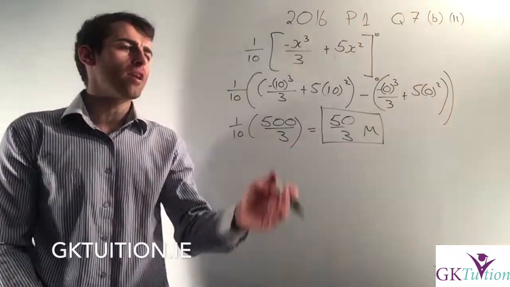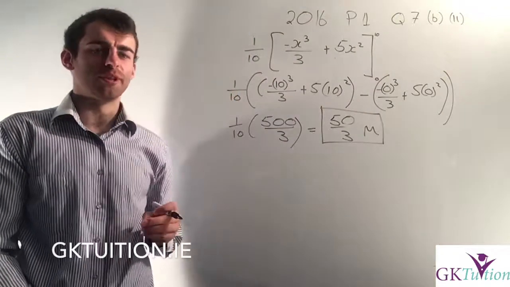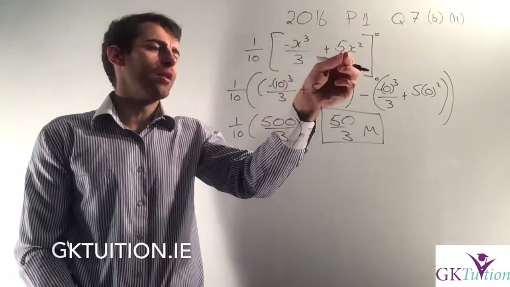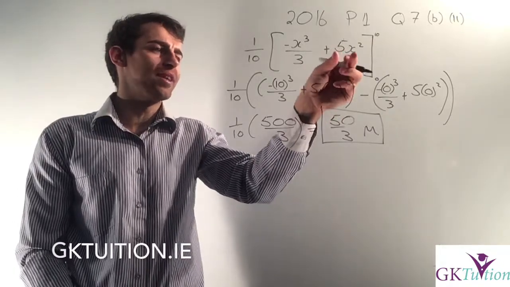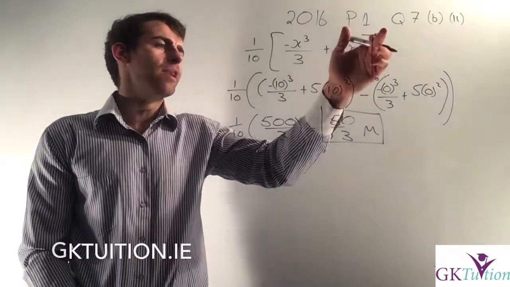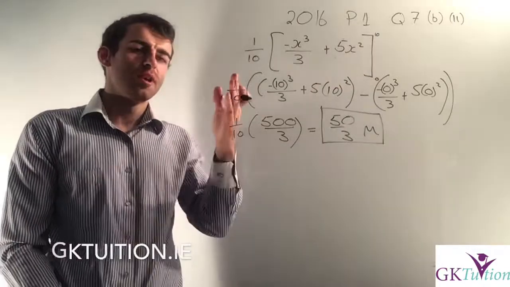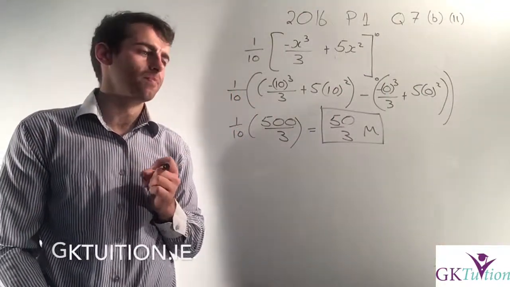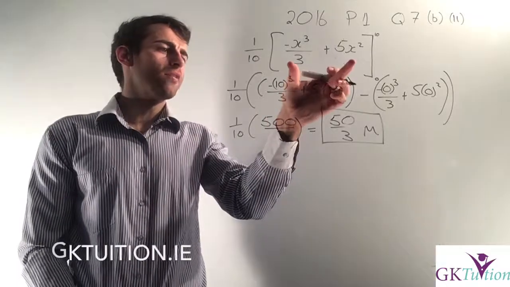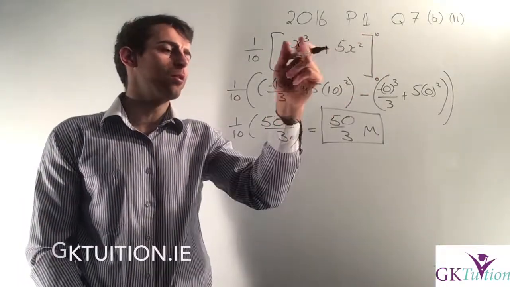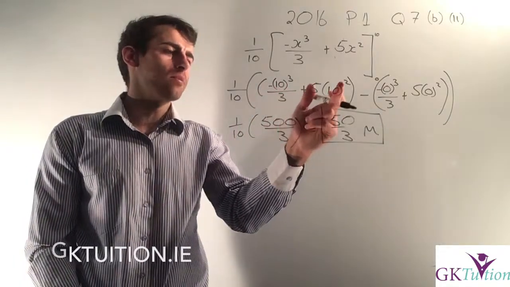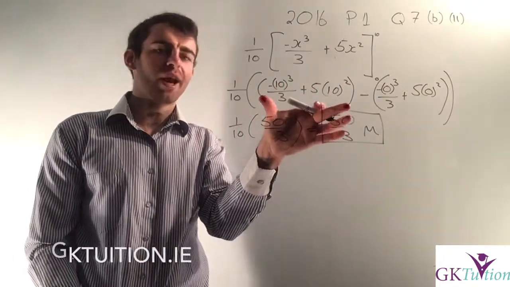Okay, so we left the last frame off at this point. I had 1/10 times minus x cubed over 3, and notice that I've divided my 2 into my 10, and I now have 5x squared. My limits are 10 to 0. So in the next line I have 1/10, and I'm subbing in my limits. To sub in your limits, the first thing you do is you sub in 10, so you sub in your upper limit. So it became minus 10 cubed over 3 plus 5 times 10 squared. And I have that in brackets.